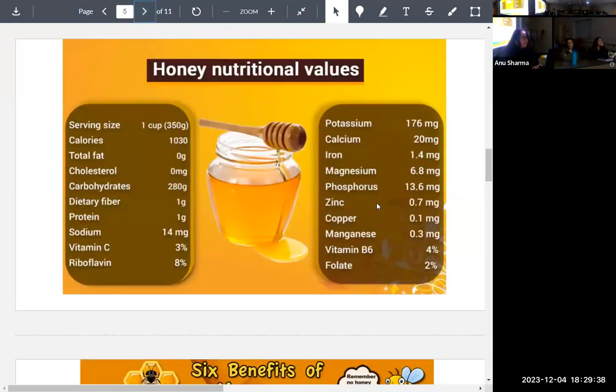Honey's nutritional values here, as I know people get a little scared of the calorie amount there and the total sugar amount, which is the carbohydrates, but it does have a significant amount of potassium, calcium, iron, and magnesium, especially phosphorus. And it also has vitamin B6 and folate, which women especially need.